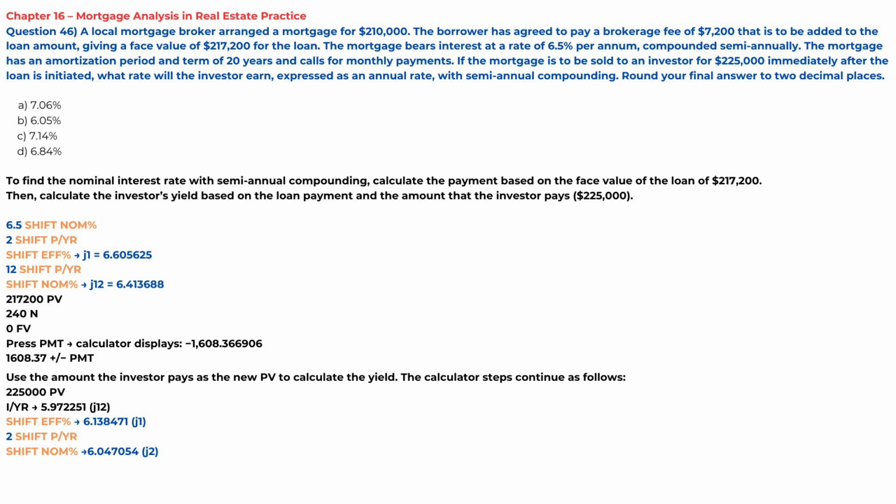Final step. Use the amount the investor pays as the new PV to calculate the yield. The calculator steps continue as follows. 225,000 PV. Press I/YR. Calculator displays 5.972251. That is J12. Shift Effective. Calculator displays 6.138471. That is J1. 2 Shift PYR. Shift NOM. Calculator displays 6.4754. That is J2.